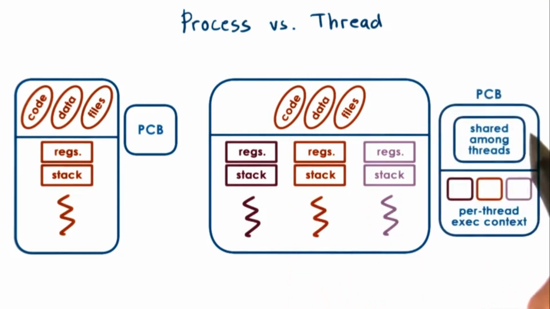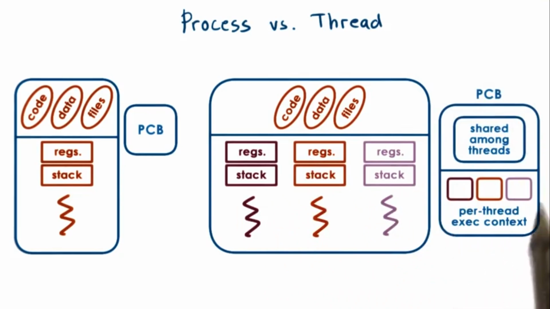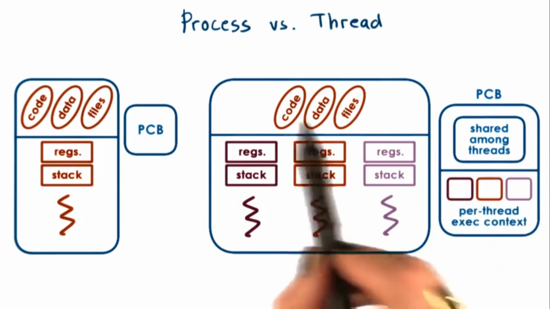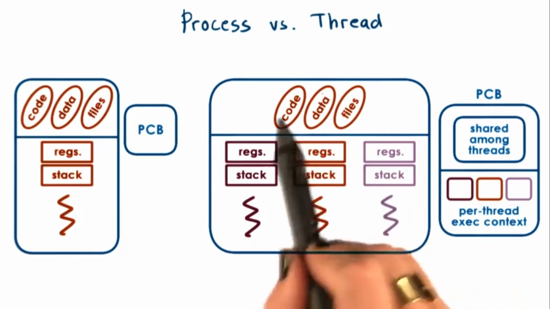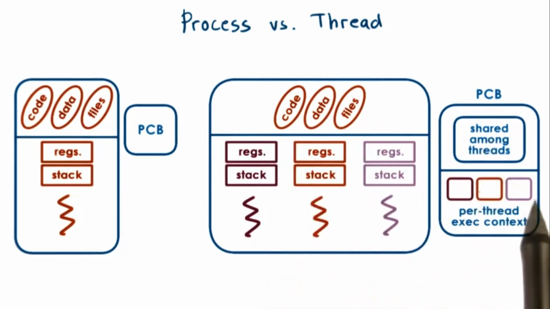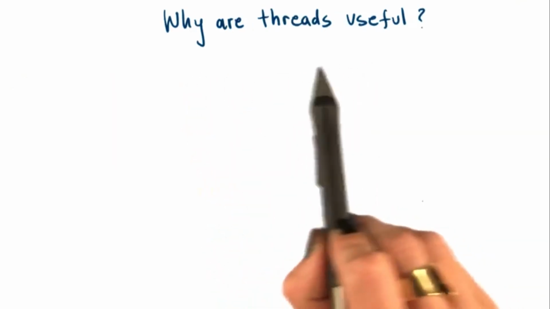The operating system representation of such a multi-threaded process will be a more complex process control block structure than what we saw before. This will contain all of the information that's shared among all the threads, so the virtual address mappings, description about the code and data, etc. And it will also have separate information about every single one of the execution contexts that are part of that process. Let's now discuss why threads are useful.